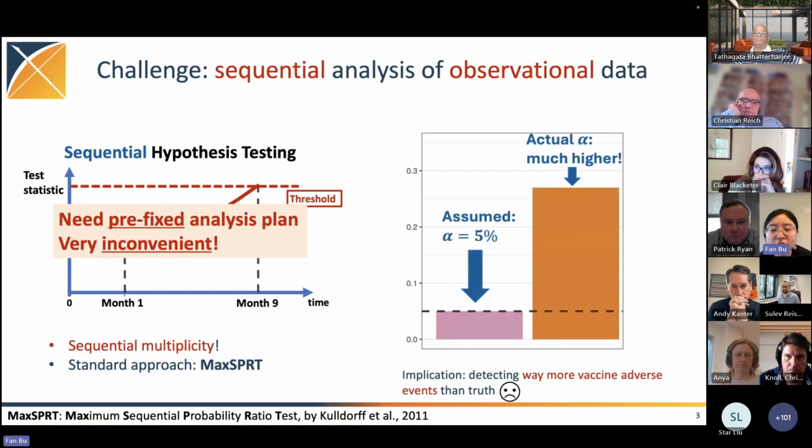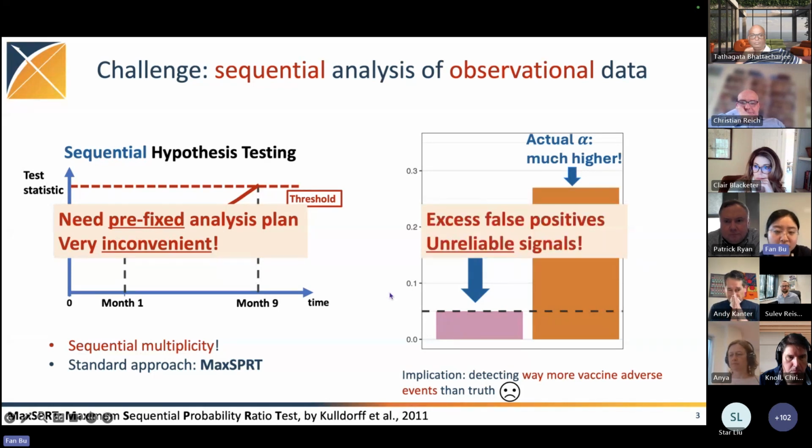And actually, in our empirical evaluation, we have found that if you implement this MaxSPRT approach with a pre-specified type 1 error rate level, say alpha 5%, then what you truly get at the end in terms of the empirical type 1 error rate can be as high as 27%, so more than 5 times higher than your assumed alpha level, meaning that you would be detecting way more vaccine safety events than reality. So you're telling the public that the vaccine is not safe when the vaccine is actually quite safe. That is very concerning, very unreliable.